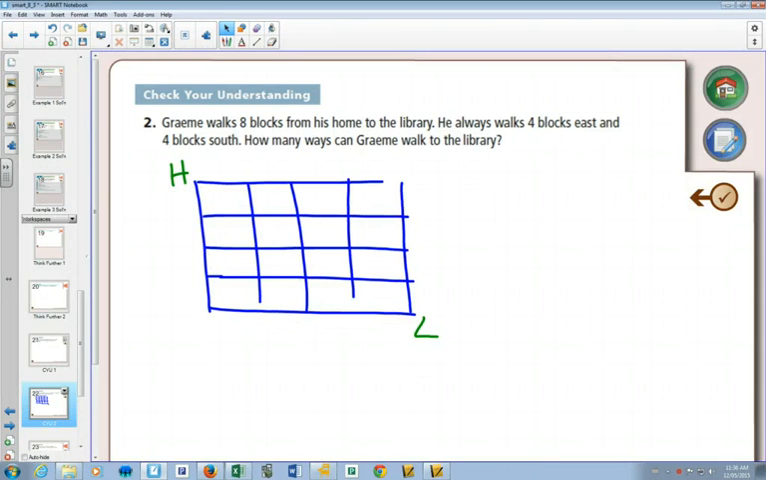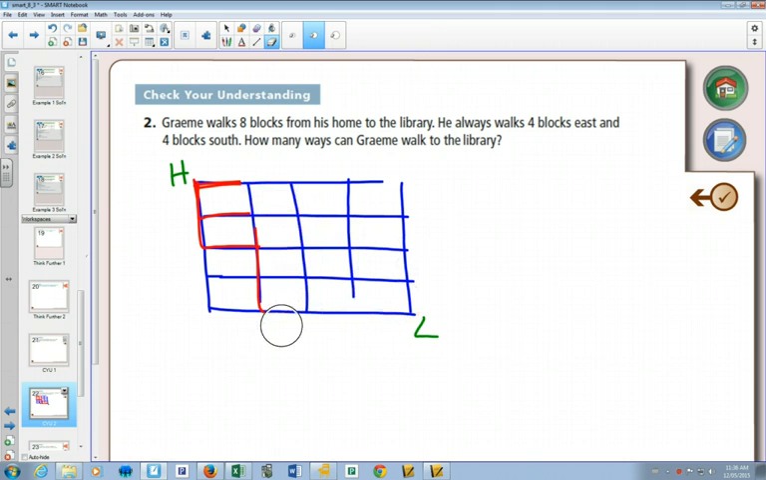So what we could do is we could just start counting the different ways he could go. Can you see that he could go this way? 1. He could go this way. 2. Can you see we're going to run into a problem with our counting? If we just try to draw every single possible line as we went, because they would start to overlap, it might be hard to get there.